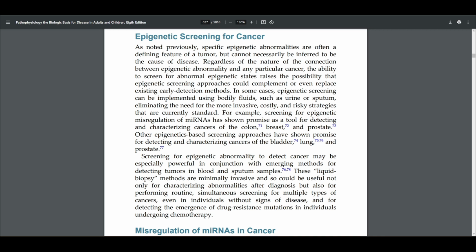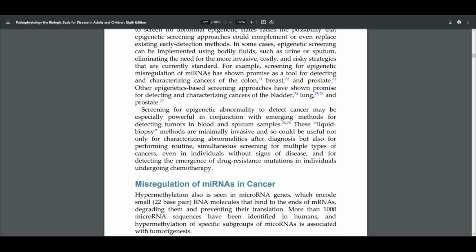In some cases, epigenetic screening can be implemented using bodily fluids, such as urine or sputum, eliminating the need for more invasive, costly, and risky strategies that are currently standard. For example, screening for epigenetic misregulation in microRNAs has shown promise as a tool for detecting and characterizing cancers of the colon, breast, and prostate. Other epigenetic-based screening approaches have shown promise for detecting and characterizing cancers of the bladder, lung, and prostate.